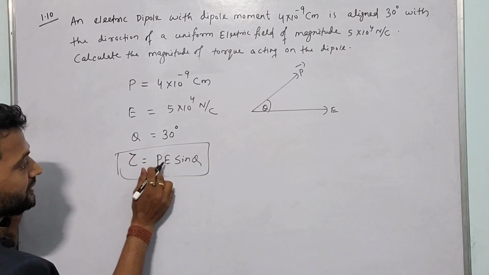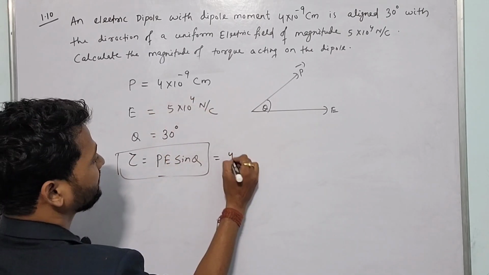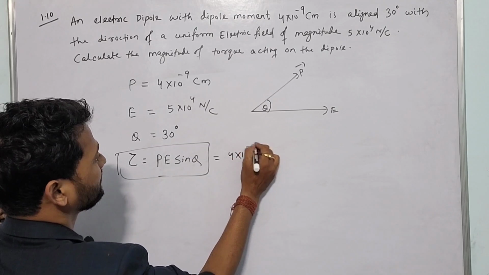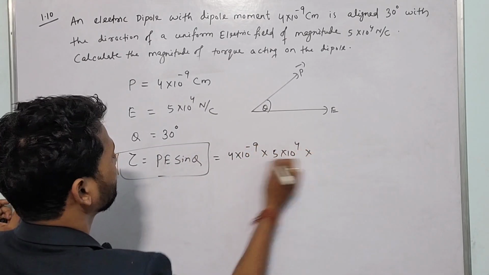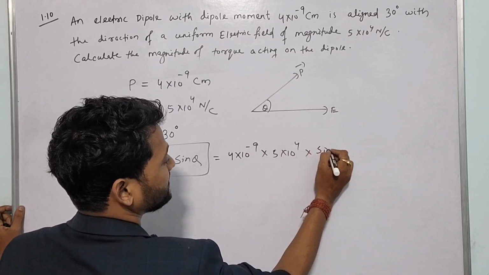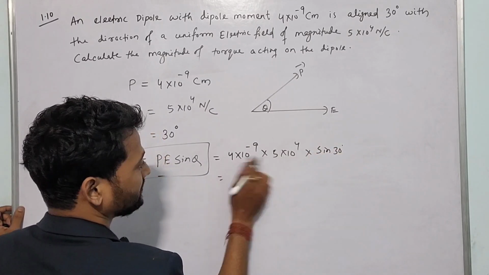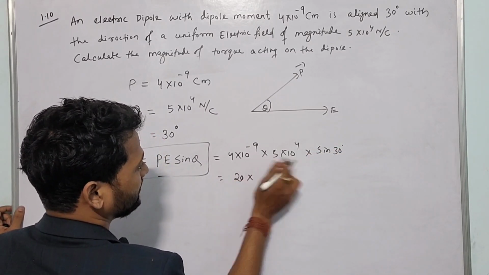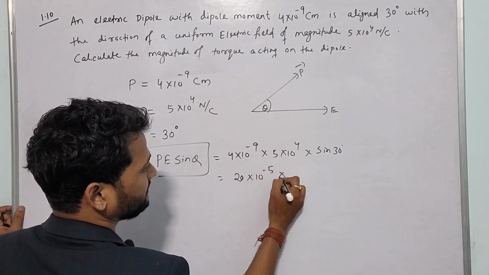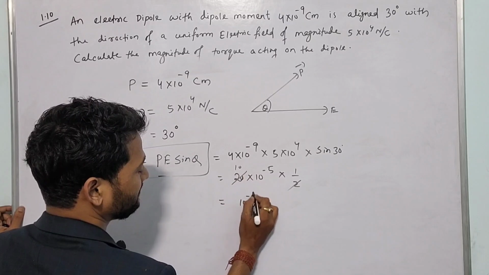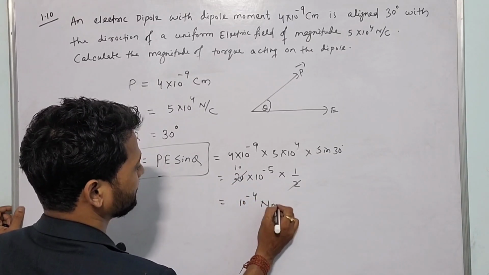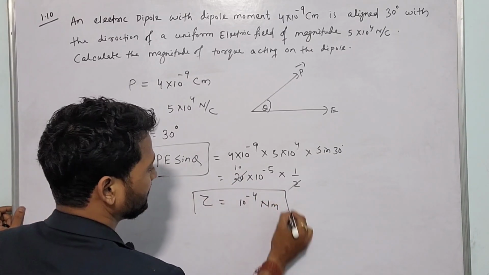So torque is PE sin theta. The value of P is 4 into 10 to the power minus 9. E is 5 into 10 to the power 4, sin 30. Sin 30 is half, right? So 5 4s are 20, into 10 to the power minus 5, into sin 30 which is half. So it is 10 to the power minus 4 Newton meter. This is your magnitude of torque.